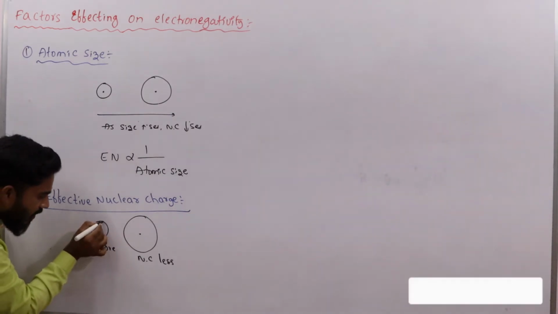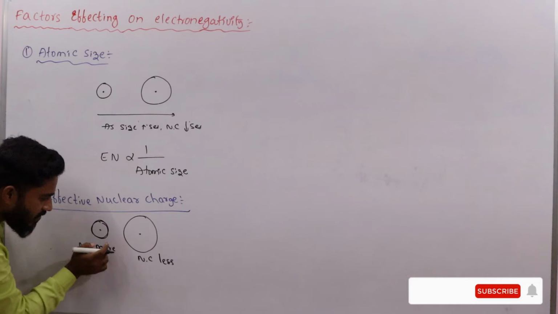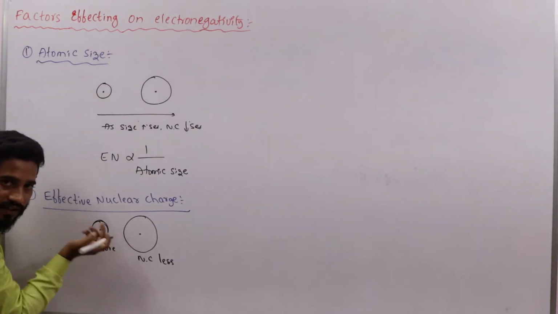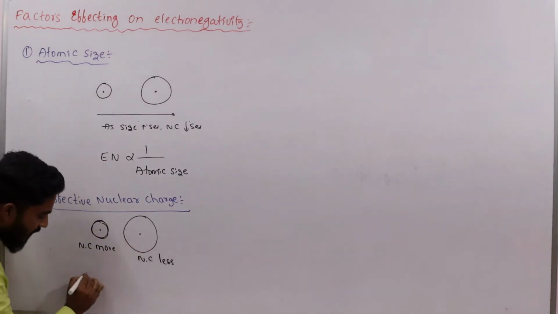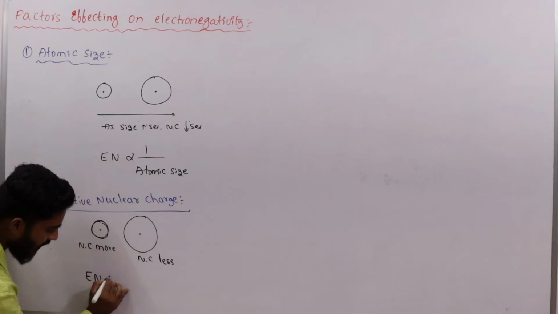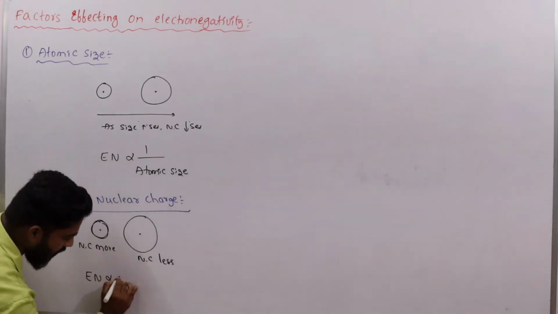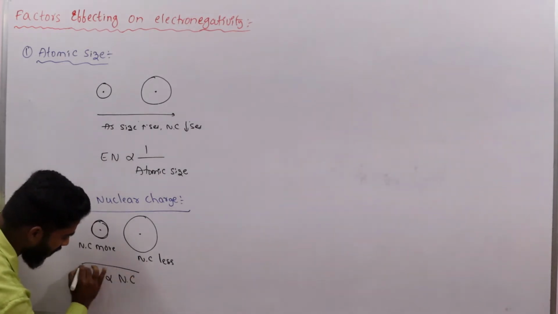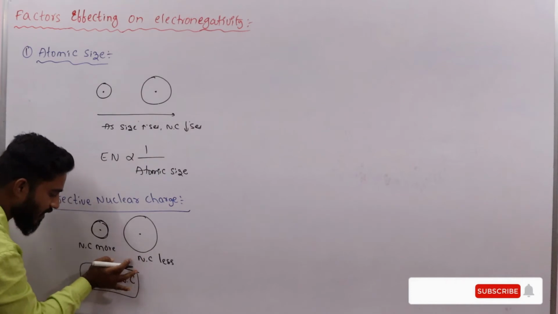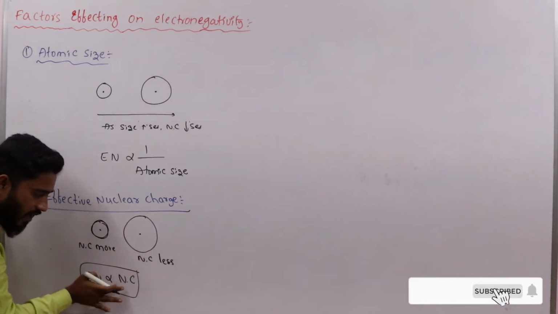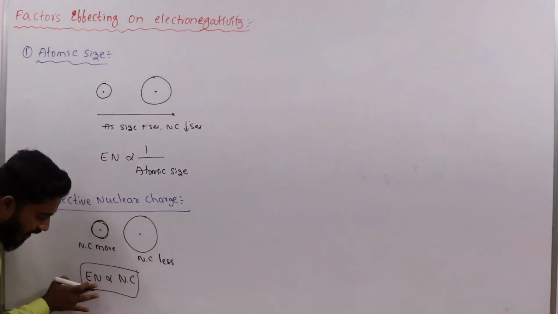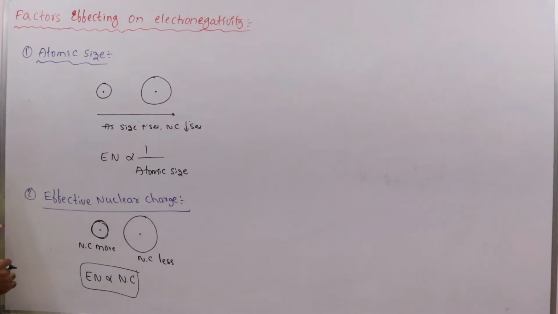So that's why we can say nuclear charge more, then electronegativity also more. That's why we can write a relation here. Electronegativity is directly proportional to the effective nuclear charge. As nuclear charge increases, electronegativity increases. As nuclear charge decreases, electronegativity also decreases.